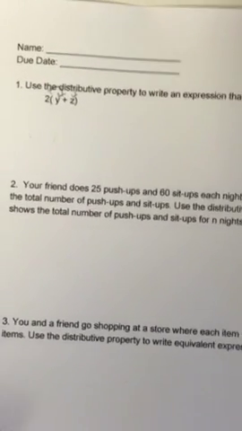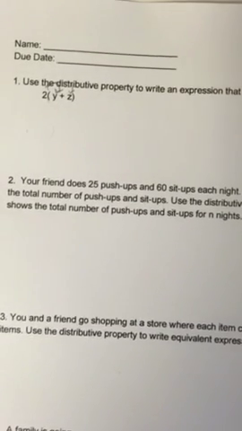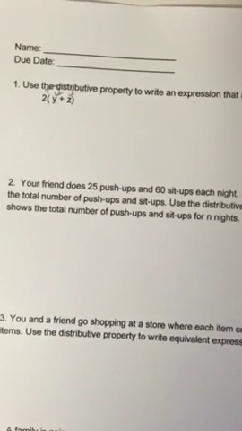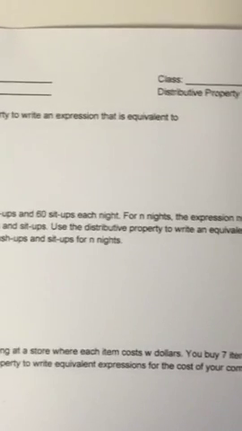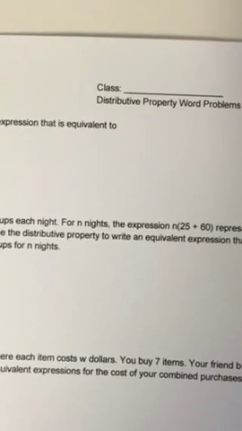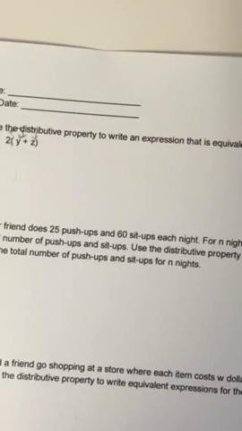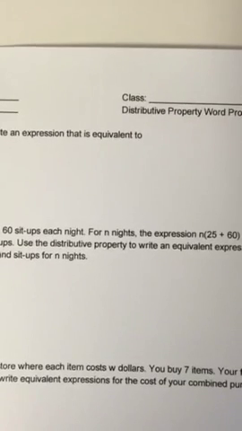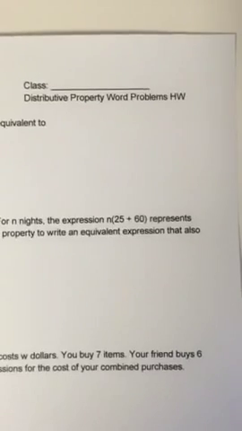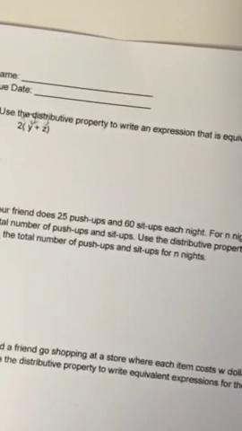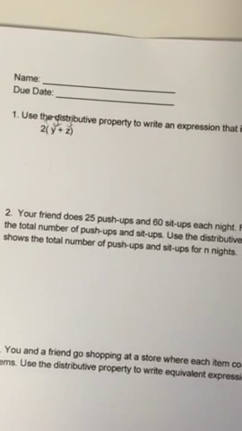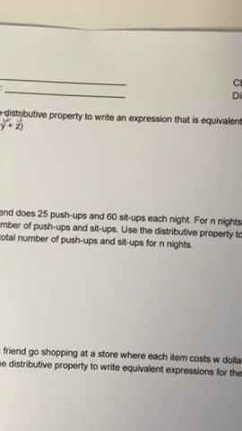So number 2 says, your friend does 25 push-ups and 60 sit-ups each night. For n nights, the expression n times the quantity 25 plus 60 represents the total number of push-ups and sit-ups. Use the distributive property to write an equivalent expression that also shows the total number of push-ups and sit-ups for n nights.